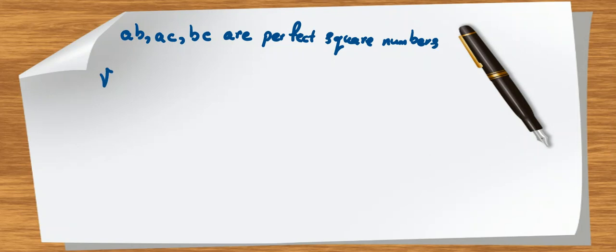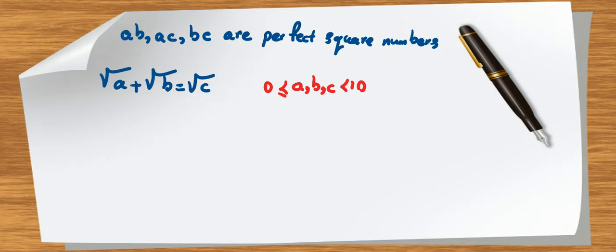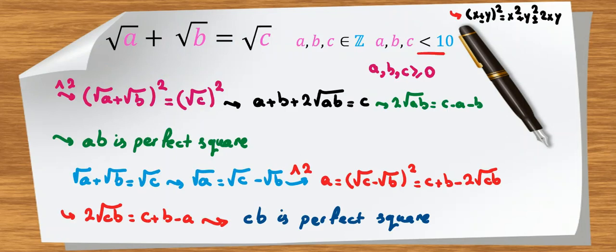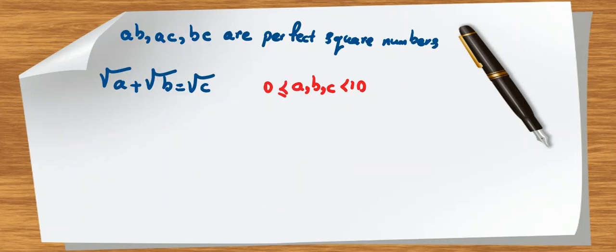And the main equation was what? Root a plus root b equal to root c. So let's see what we can say. We know that a, b, c are integers, and a, b, c are greater than or equal to 0 and strictly less than 10. Okay?